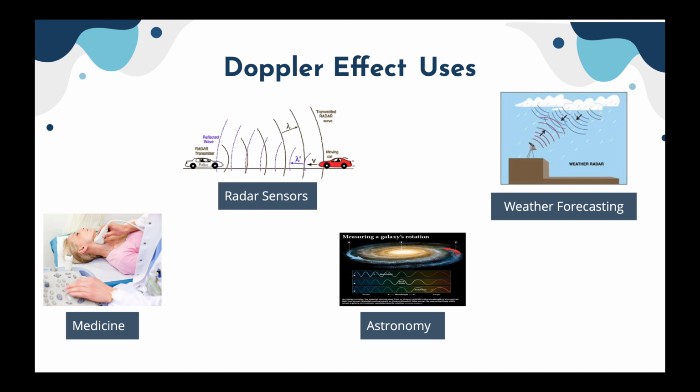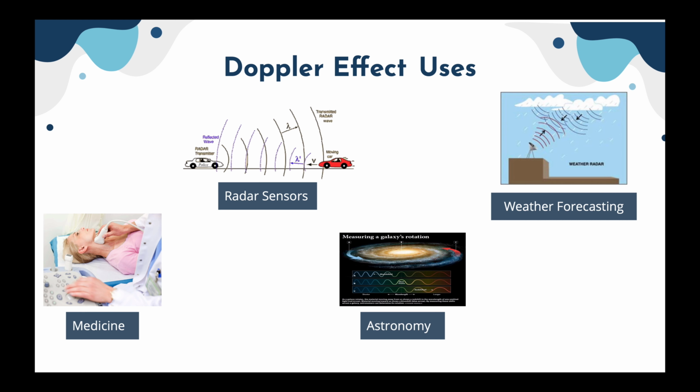The second use is in radar sensors. It is used in some types of radars to measure the speed of vehicles by measuring the frequency of the returning waves. The Doppler effect is also used in astronomy, where astronomers determine how fast the stars and the galaxies are moving away from us by measuring the extent to which their light is stretched.